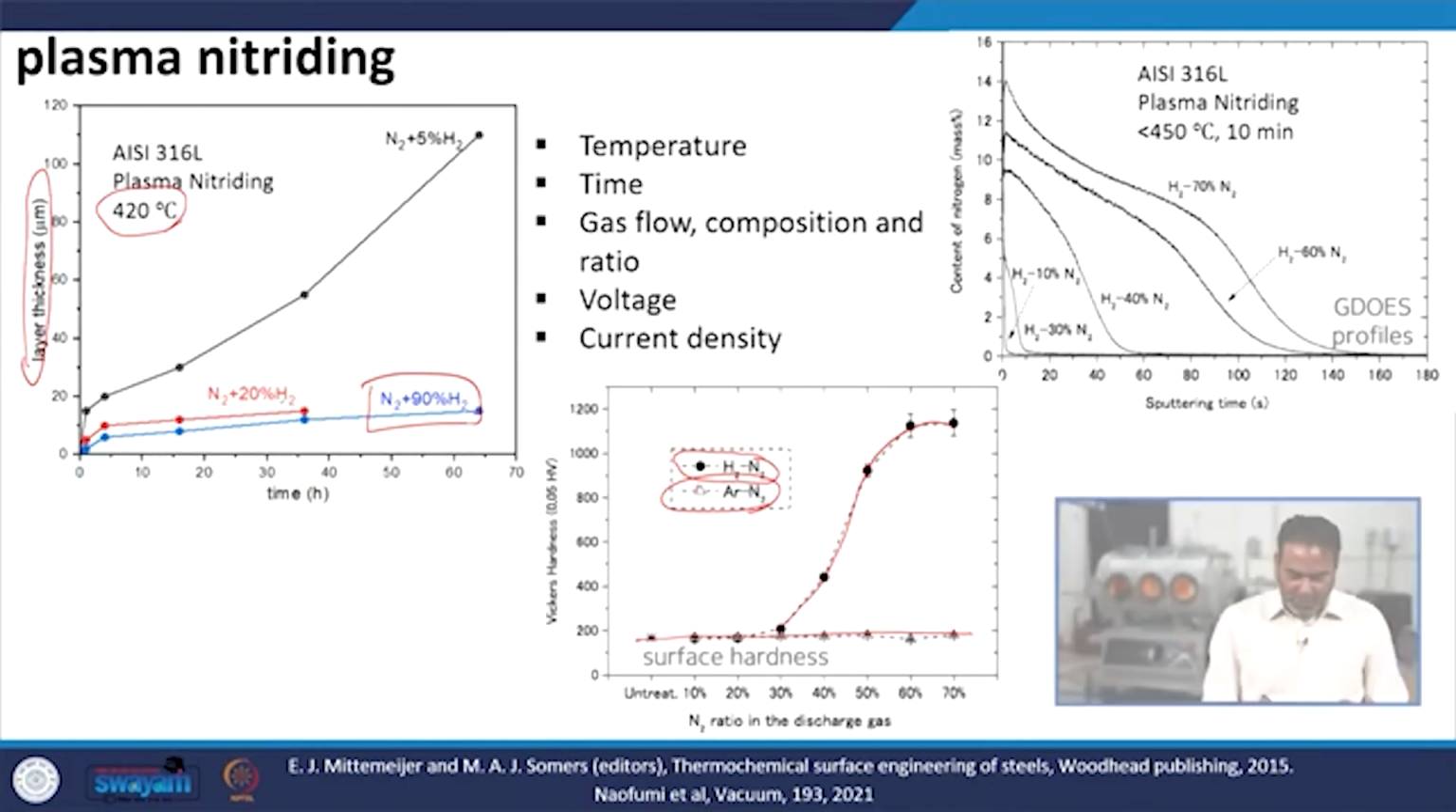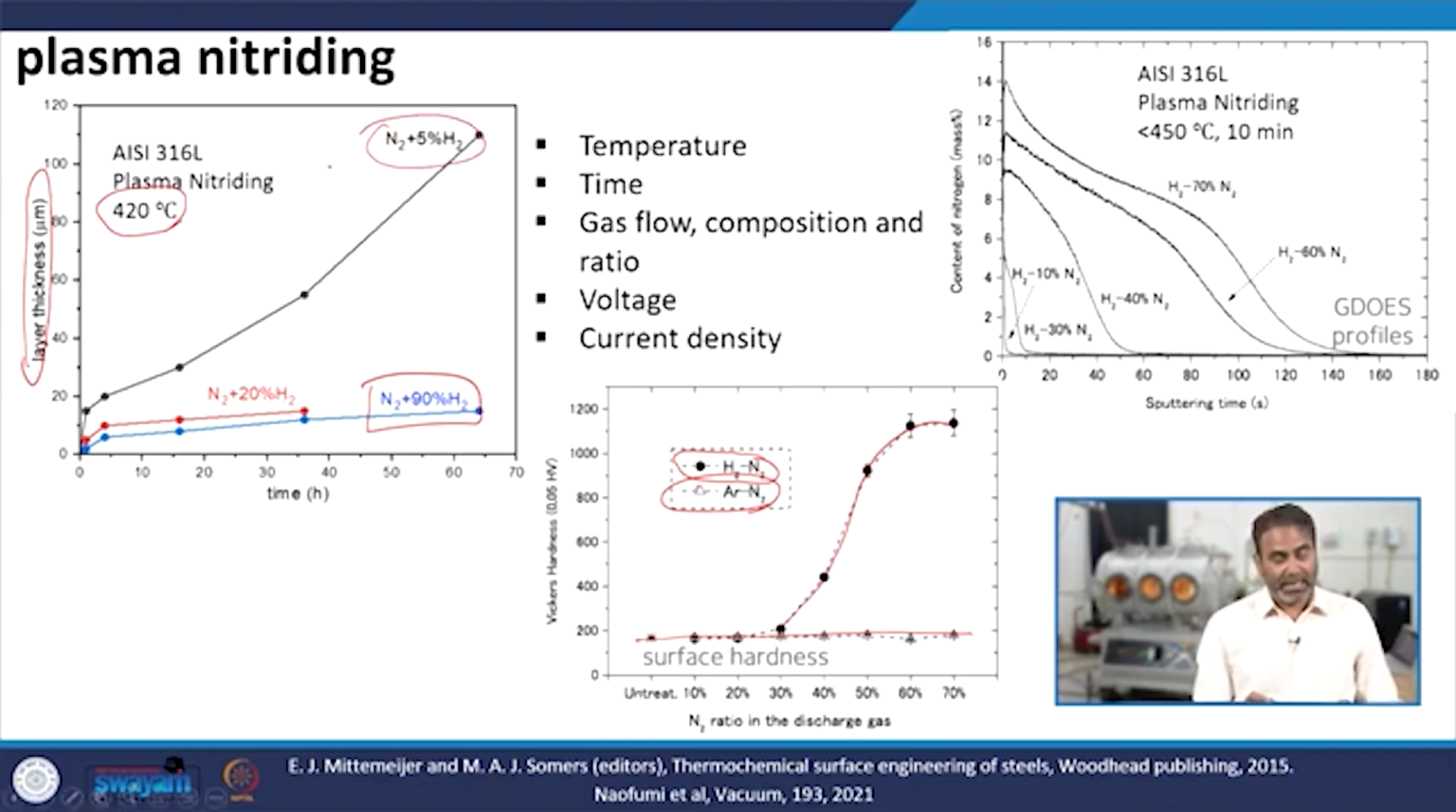When somebody increases to 20% nitrogen, there is an improvement. But when you take only 5% hydrogen, that means 90% is nitrogen gas, then you see a drastically improved thickness of the nitrided layer. So this is how one optimizes the gas chemistry to be able to do the treatment in a reasonable time. The more time, the more cost you pay, because you are heating at that temperature and you have to hold it. So you are burning electricity, that means you have to pay for it.